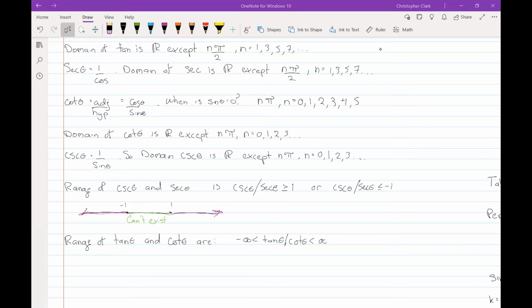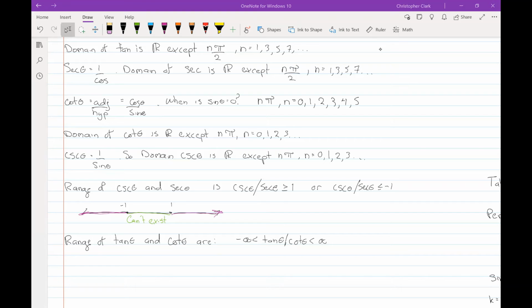So you end up with a pretty similar situation to cosecant and secant, in that the bottom is going to blow up as it gets closer to zero from the negative side or the positive side. But the top isn't just one, right? With cosecant and secant, the top was always one, so that's why you couldn't exist in this green area here. But in the case of cotangent and tangent, the top piece actually can be zero.